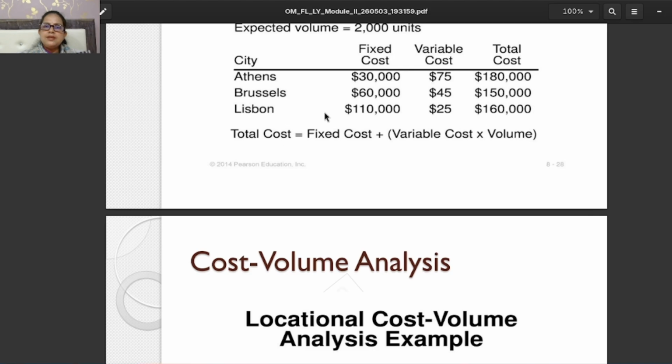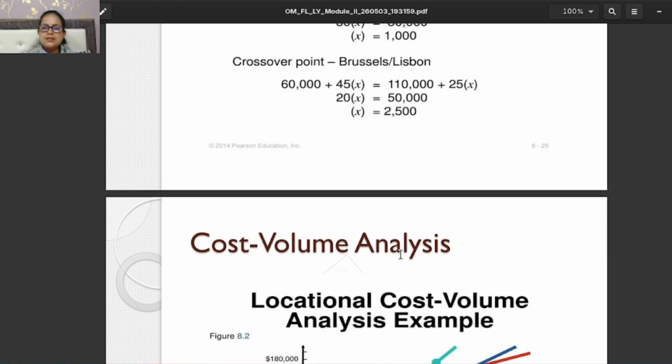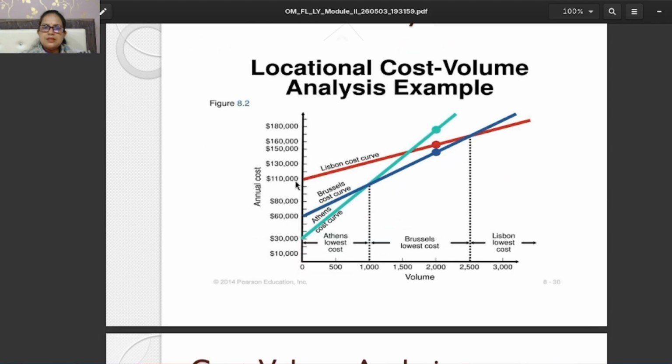Another one is Lisbon. If you see Lisbon, the fixed cost is 1,10,000 and the total cost is 1,60,000. So the Lisbon 1,10,000 is here. Another one is 1,60,000, just above 150. So we get one line for Lisbon, one line for Brussels, one line for Athens.